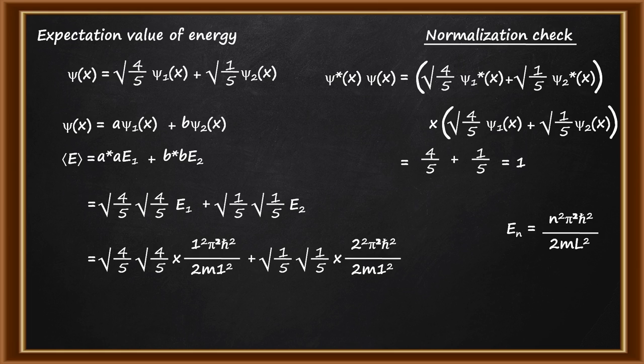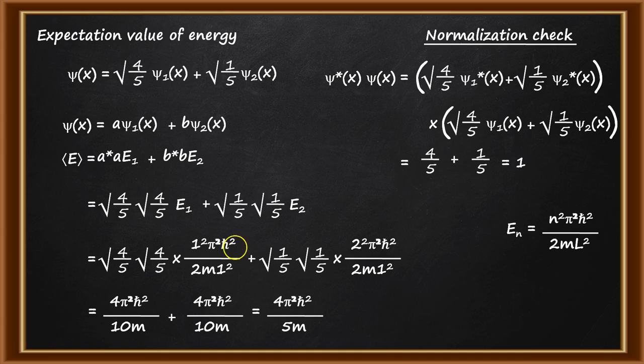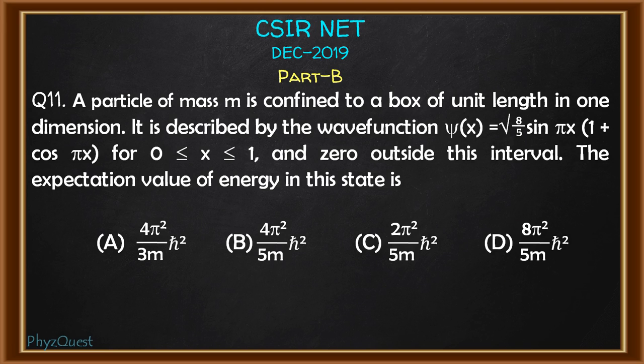So upon product, the first term will ultimately give 4 pi squared h cross squared divided by 10m and the second term will give 4 pi squared h cross squared divided by 10m. So the sum will be equal to 4 pi squared h cross squared divided by 5m. So this is the expectation value of energy in the given state. So let's check the options. Now if you look at the options, you can see that option B is matching with the result. So the correct answer for this question is option B.